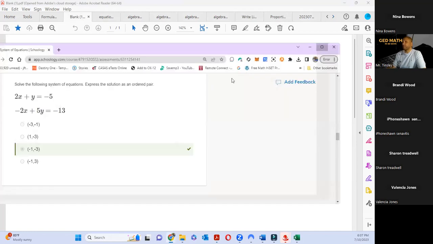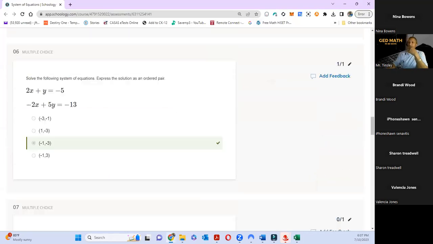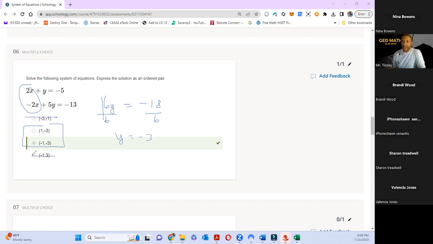Same exact problem. So look at this one right here. See how the X's already cancel out? So it's nothing for you to do there. So now I just need to combine everything. I get 6y, because y plus 5y is 6y, equal to minus 5 minus 13, which is minus 18. Divide both sides by 6, and you get y equal negative 3. So when I look at the y's, there are 2 y's that are negative 3. So it can't be A, can't be D.